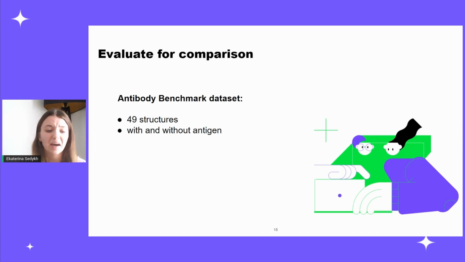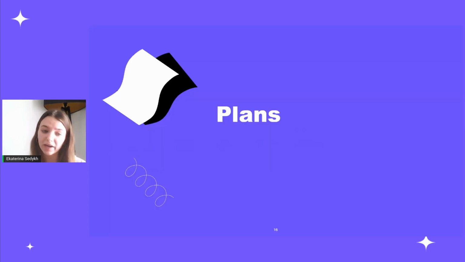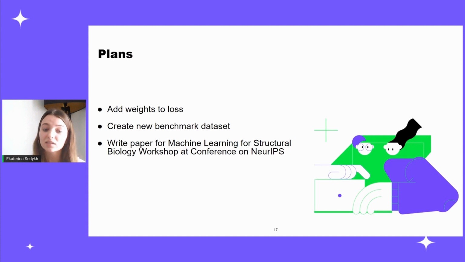However, it has drawbacks as there are only 49 structures and they are with and without antigen, which is not included in our data. So just evaluating our model on this data set is not really reliable. And for our plans, we want to also add weights to our loss so it can be more accurate. And probably the torsion angles loss will have the highest weight, but we'll see about that. And we also want to create a new benchmark data set which can be more reliable. And we want to write a paper for the machine learning for structural biology workshop.